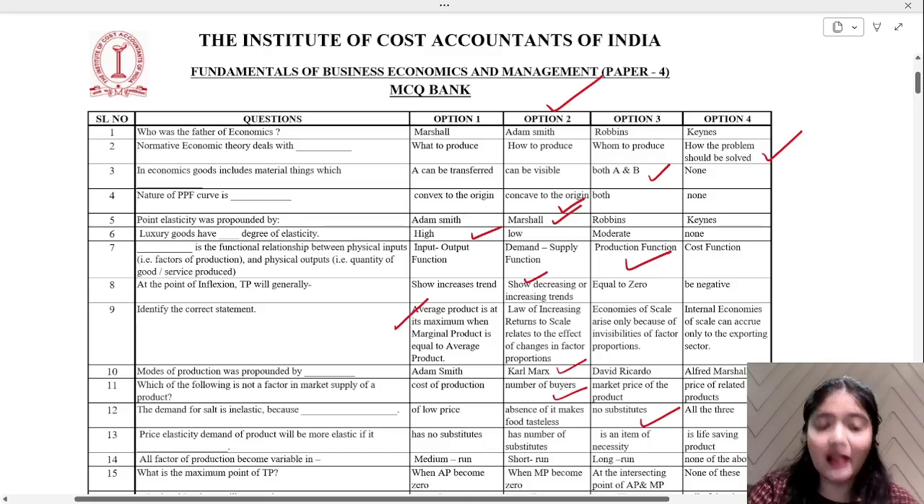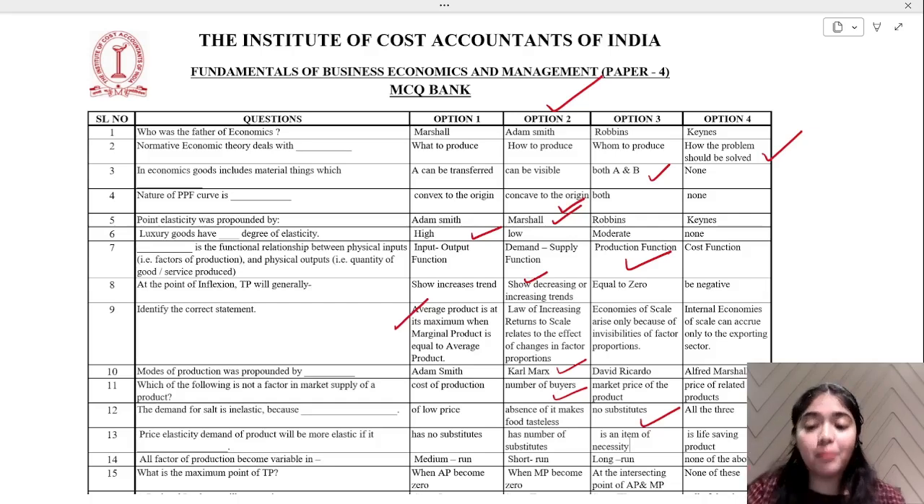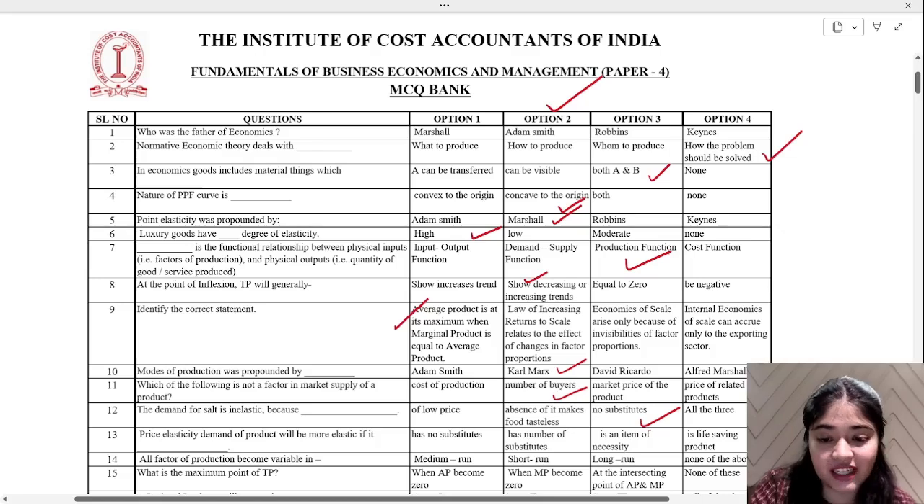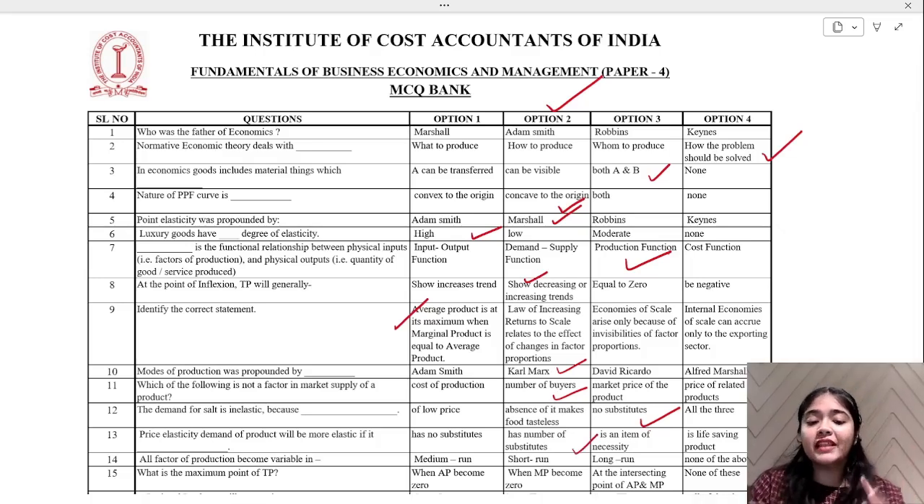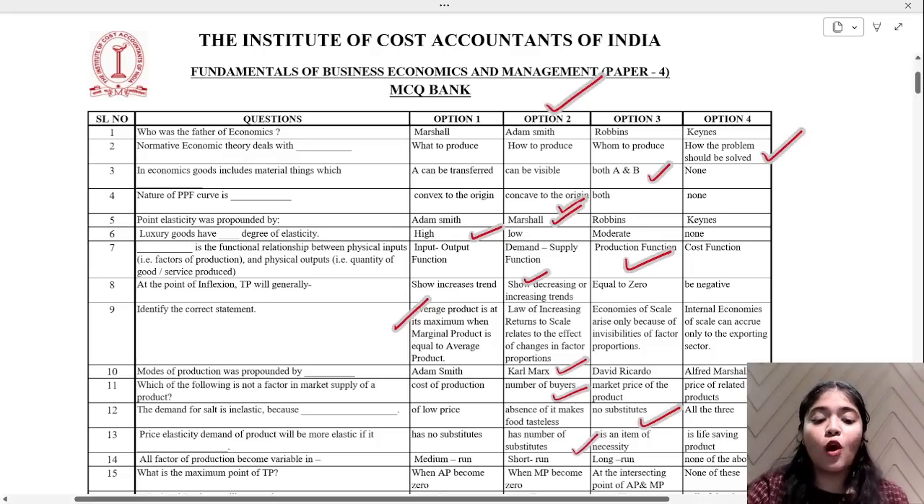No substitutes at all. Price elasticity of demand of a product will be more elastic if it, yes, tell me, has no substitutes, has number of substitutes, is an item of necessity, or is life saving. Elasticity of demand will be more elastic if, yes, has number of substitutes. Correct. So as the number of substitutes increases, the demand will be more elastic. Correct. Option number 2. All factors of production become variable in medium run, short run, long run, or none of the above.